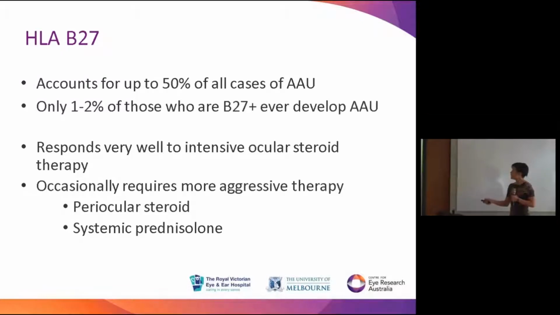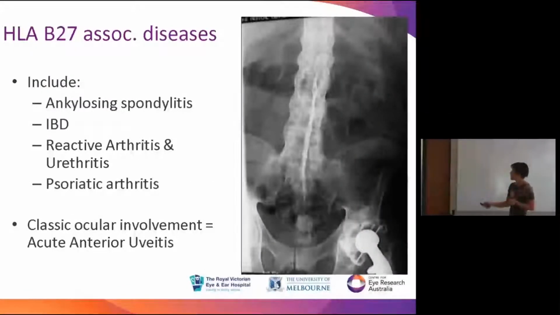Occasionally, you may require more aggressive therapy with periocular steroids or systemic prednisolone. That's usually in cases where the presentation has been delayed and your patient has therefore got spillover significant vitritis and cystoid macular edema. That's when you have to go for the next aggressive therapy. Now, B27 associated diseases, ankylosing spondylitis, inflammatory bowel disease, reactive arthritis, psoriasis, all typically cause acute anterior uveitis. Okay, unilateral, often flip-flops, so flops from one eye to the other between episodes, but not always.